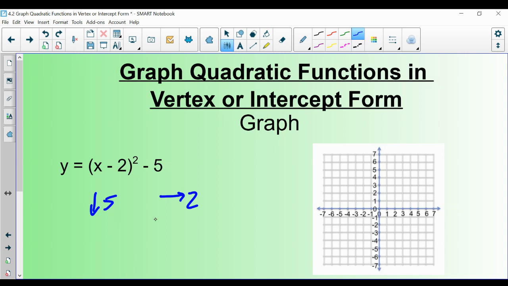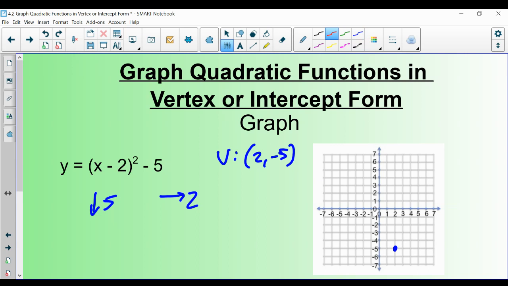So in order to find the vertex, we would start at 0, 0, just like we did with absolute value functions, but it's not going to be at 0, 0. It's going to be down 5 and to the right 2, our new vertex. Every time we graph, I am going to expect you guys to list the vertex. So the vertex is at the point 2, -5.